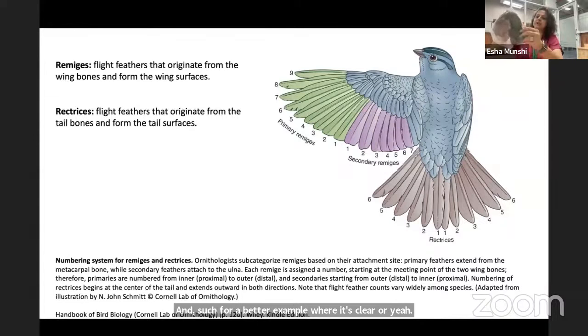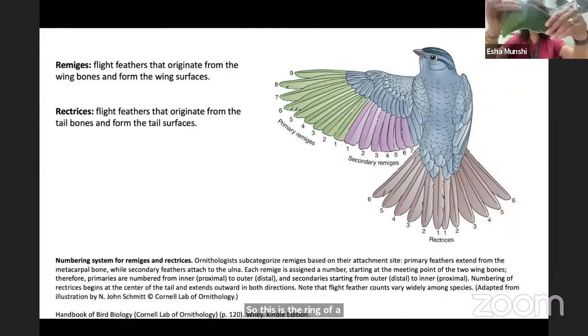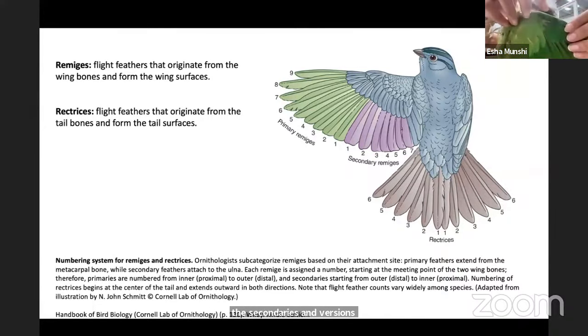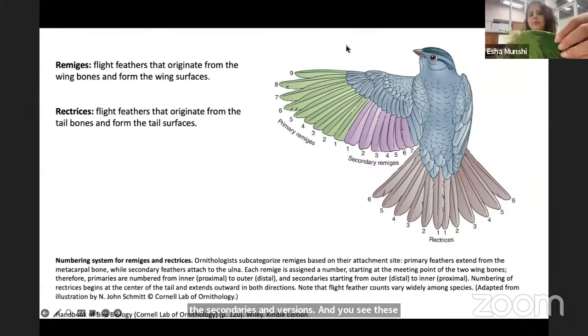So this is the wing of a rose-ringed parakeet. As you can see, again, there's a notch here. So you can guess that these are the primaries. These are the secondaries and tertials. And you see these. I'll stop sharing for 1 second.